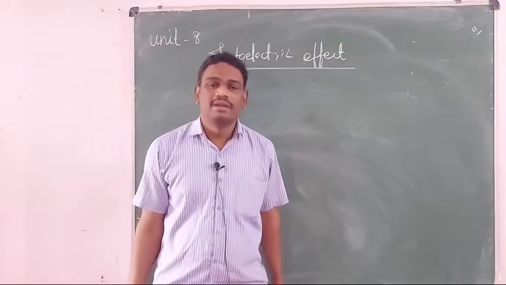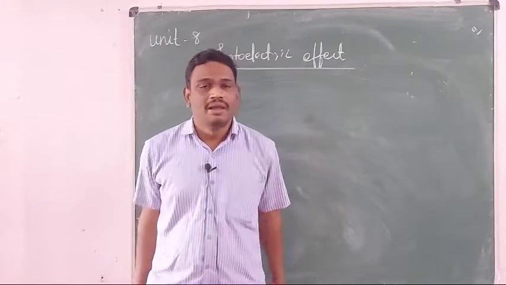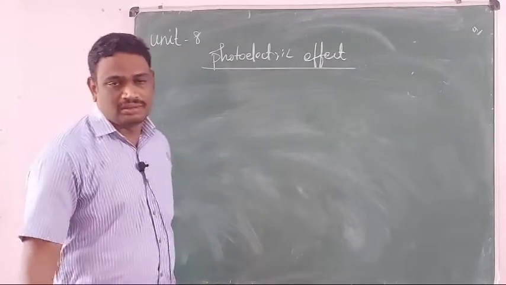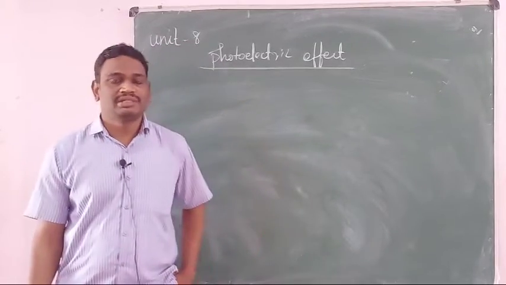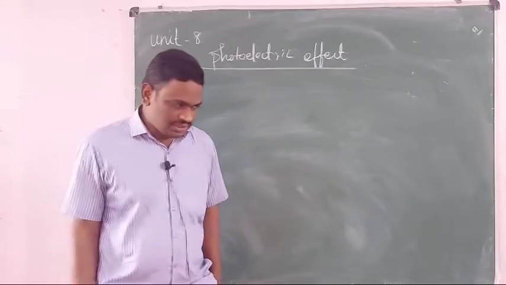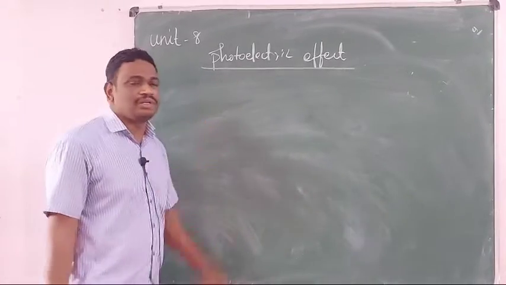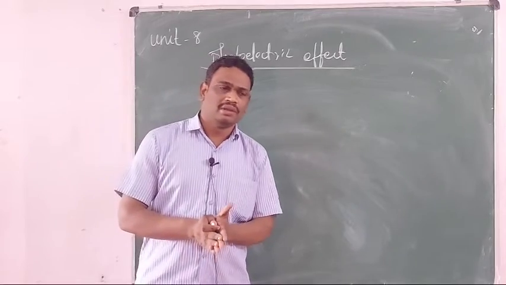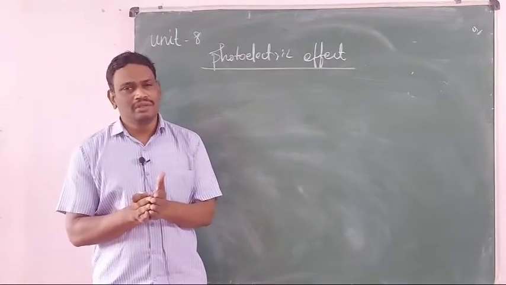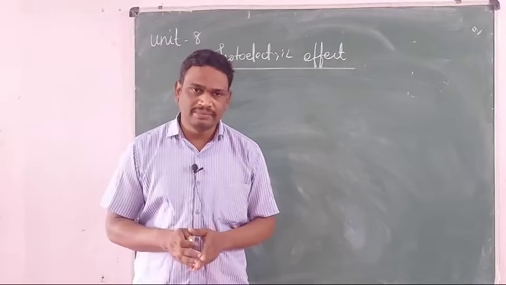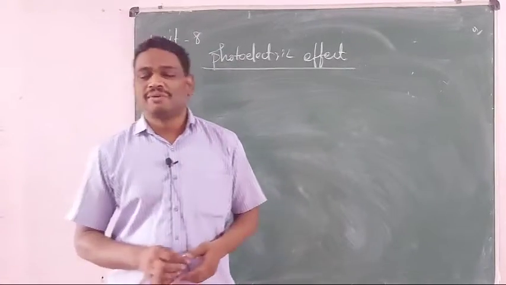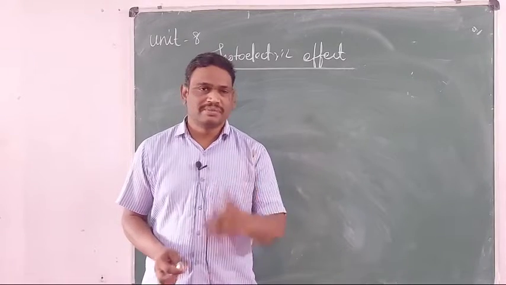Hello students, today I am going to discuss important topics from Unit 8, Dual Nature of Radiation and Matter. The first important topic is photoelectric effect. So what is photoelectric effect? When radiation falls on any photosensitive material or metals, it ejects electrons from the metal surface. Let's see with some example.